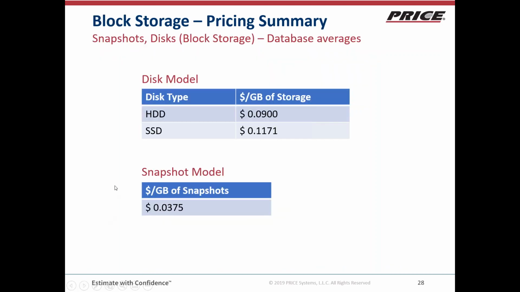The next type of storage is block storage. This includes snapshots and disk storage. So there are 2 different types of disks, HDD and SSD. The prices here across the 6 providers were averaged together for each disk type. And these are the prices that you see here. And the snapshot model is the same thing. The price was averaged across all the providers and all the regions in the US, and these final values are what is used in the model.